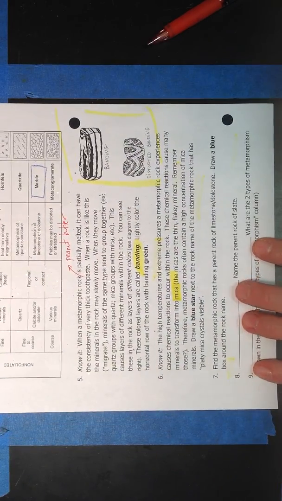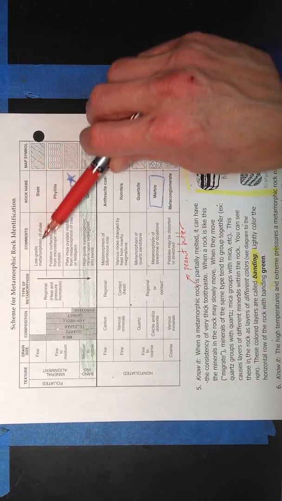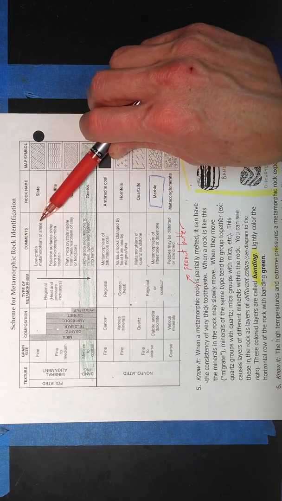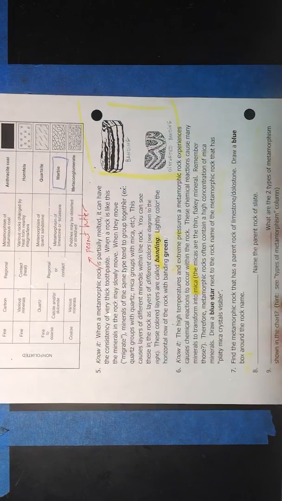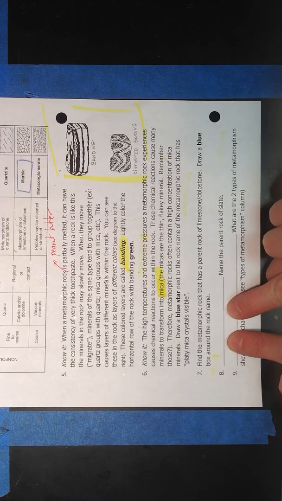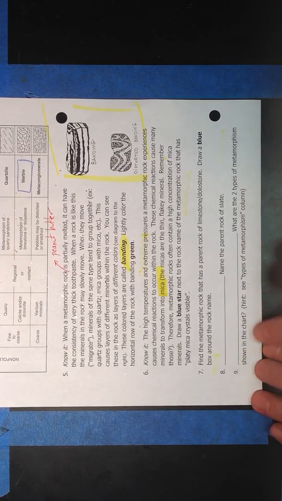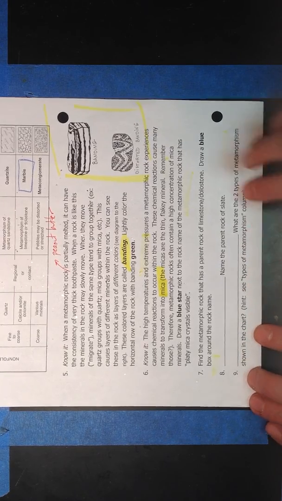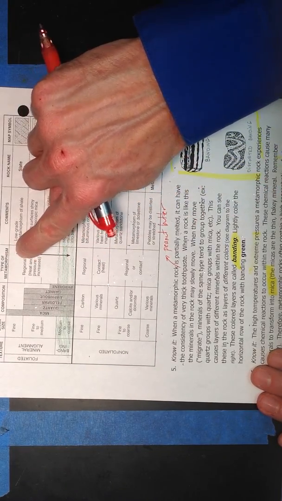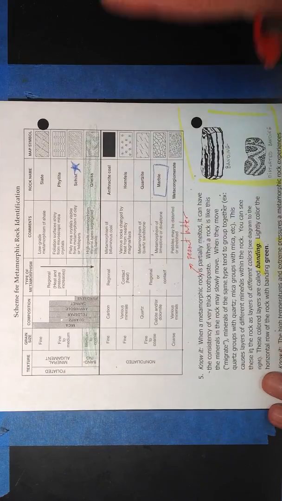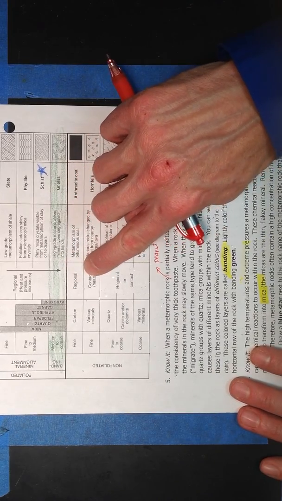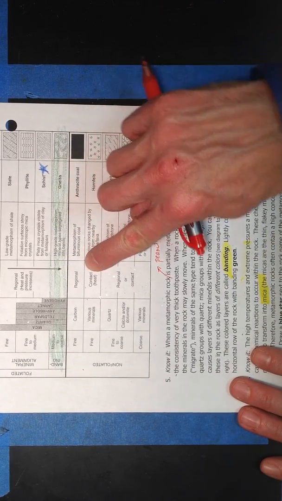Name the parent rock of slate. Slate is here. Low-grade metamorphism of shale. So the parent rock of that is shale for number 8. Shale. And what are the 2 types of metamorphism shown in the chart? See types of metamorphism column. So, type. There's regional metamorphism. That means it happens over a large region, a big area, and regional again. And then you have contact, which means contact with heat.